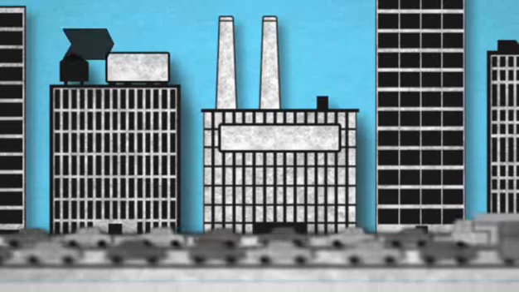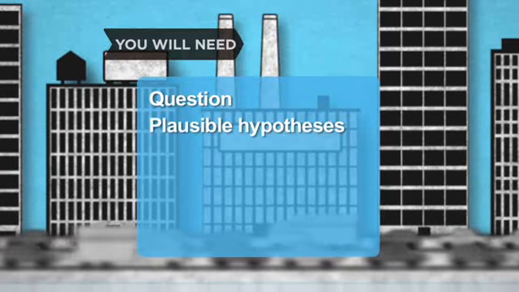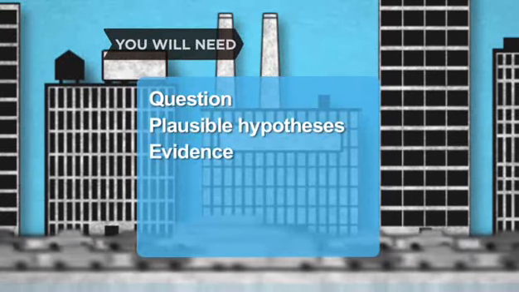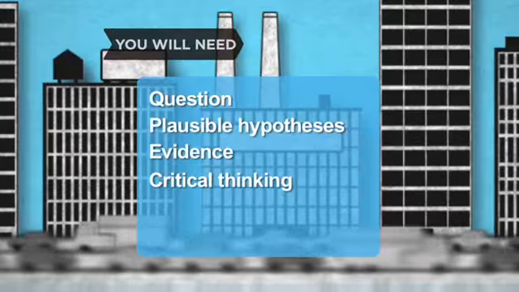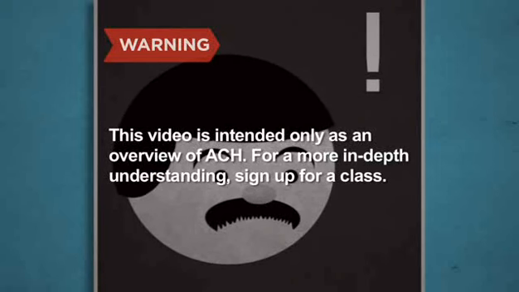Here's how it works. You will need a closed-ended question to analyze, a list of plausible hypotheses, a list of evidence, and critical thinking. This video is intended only as an overview of ACH. For a more in-depth understanding, sign up for a class.